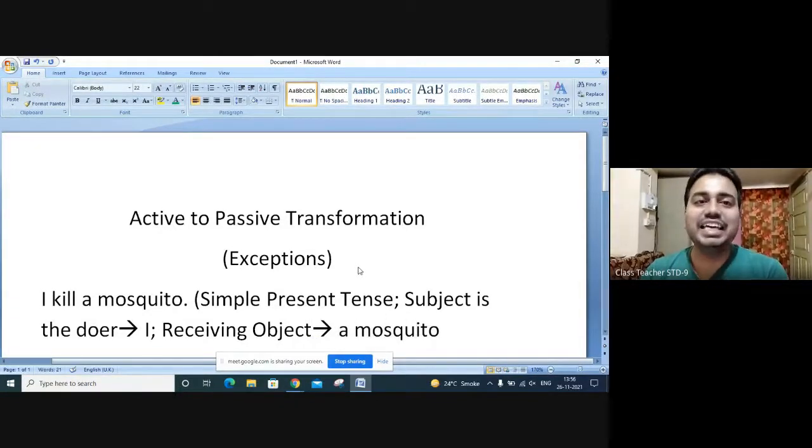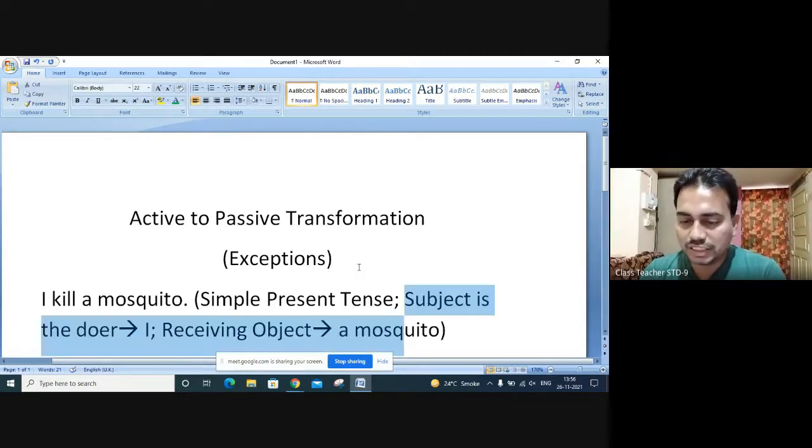For example, look at the sentence. If I say I kill, what is the direct question in your mind? You will say who or what. You kill what or you kill who, right? So the direct answer to this question is a mosquito. You killed a mosquito. Now, since the subject is the doer, the sentence is in which voice? Is it active or passive voice? If the subject of the sentence is the doer, we have active voice.